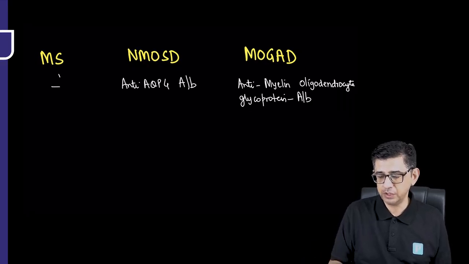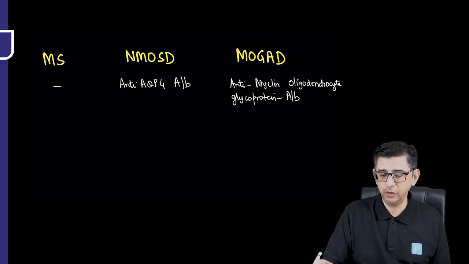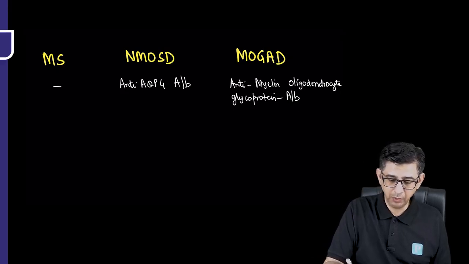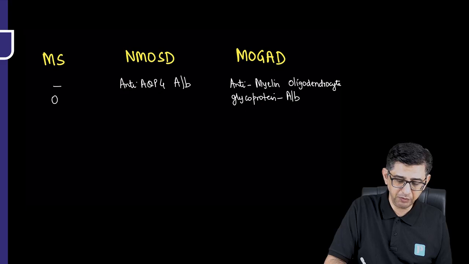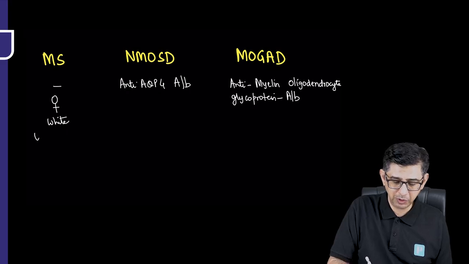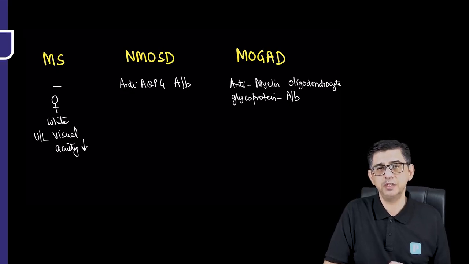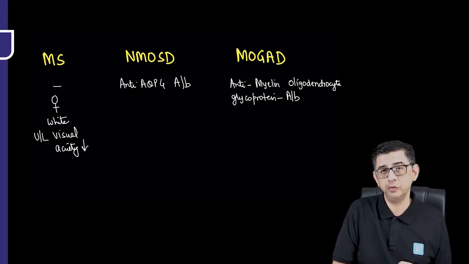MOGAD would mean that there's a special antibody present, that is myelin oligodendrocyte glycoprotein antibody. For multiple sclerosis, most of the time in a multiple choice question, he'll be describing a female, mostly a white female. The major complaint of this patient would be optic neuritis, which would be described in the question as unilateral decrease in visual acuity, or the central vision of this patient getting hampered, or the color vision being hampered.